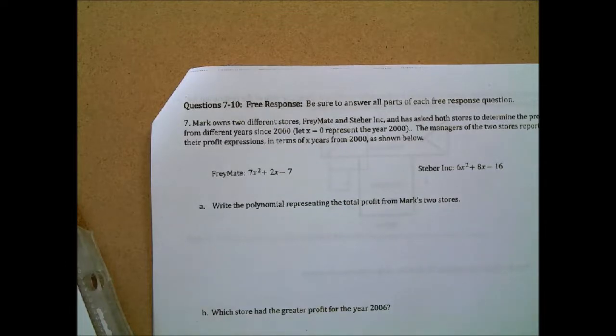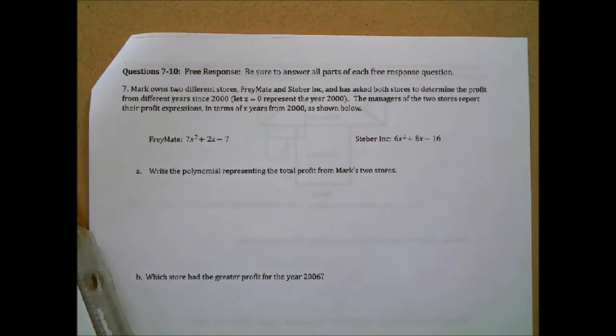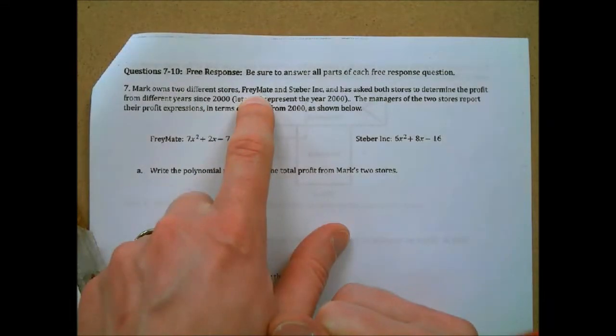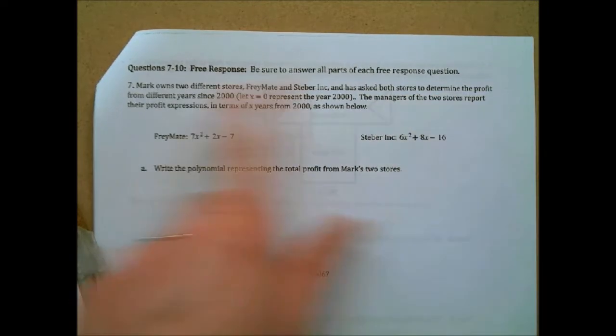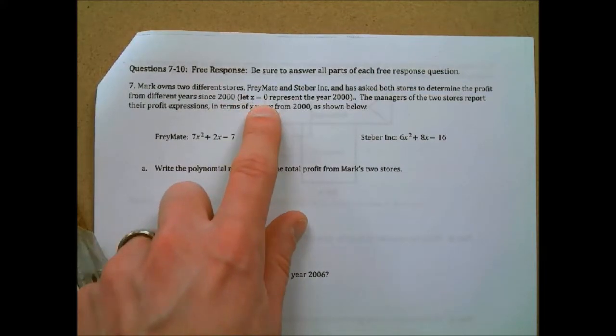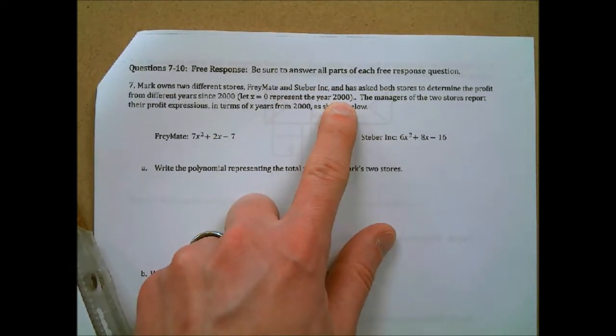All right, so the next thing we're going to do here is look at some word problems involving polynomials, okay? We haven't done a whole lot with this. We've just done normal old polynomials. They're hard enough on their own, but we're going to have to add some word problems in here, too, because we should be able to do that. That's the expectation, okay? So Mark owns two different stores, Frymate and Steber Incorporated, and has asked both stores to determine the profit from different years since 2000. Parentheses, by the way, let x equals 0 represent the year 2000. So in other words, if x equals 0 represents the year 2000, what would represent the year 2001?